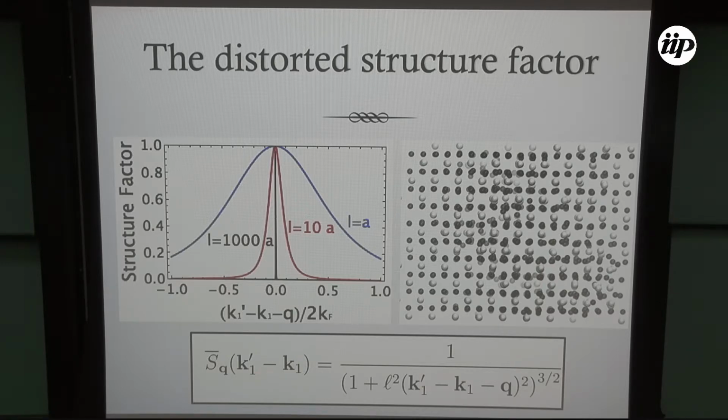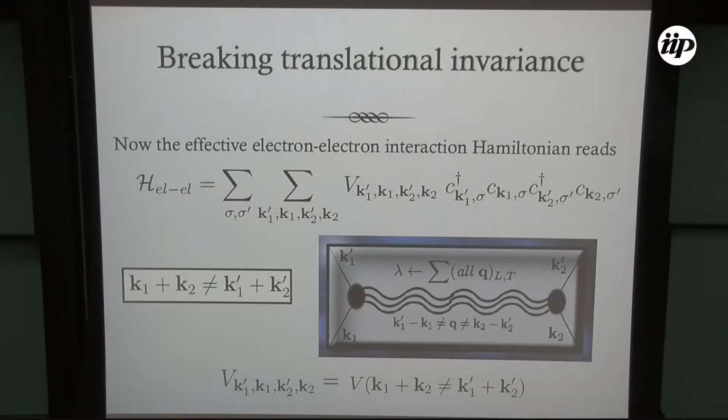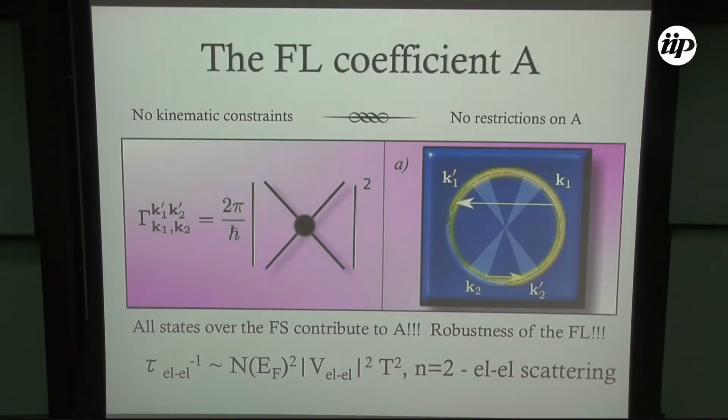With this expression, I can go back and calculate my effective electron-electron interaction. It does not conserve momentum anymore. I can transfer momentum inside these regions that have some amorphousness in them. And because I don't conserve momentum, I can have contributions from all possible phonon wave vectors, phonon modes, longitudinal and transverse. This solves my problem of the Fermi liquid coefficient.